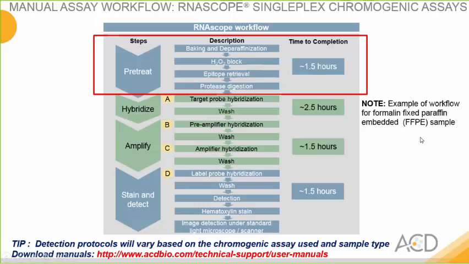So shown here is FFPE samples running the chromogenic assay. And for FFPE, the first step is a baking step and deparaffinize in xylene to remove the paraffin, followed by the H2O2 epitope retrieval and protease digestion steps. So once this is achieved, you can comfortably proceed with the rest of the assay.